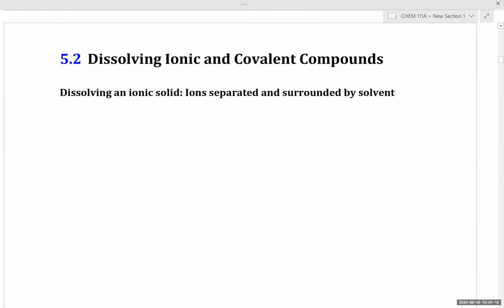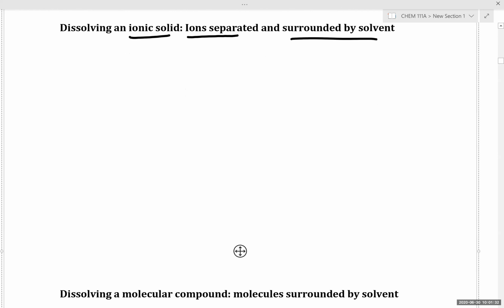So let's try to visualize a picture of how ionic and covalent compounds dissolve. So let's first look at dissolving an ionic solid. So when you're dissolving an ionic solid, your ions are separated and surrounded by the solvent. So let's just draw a picture.